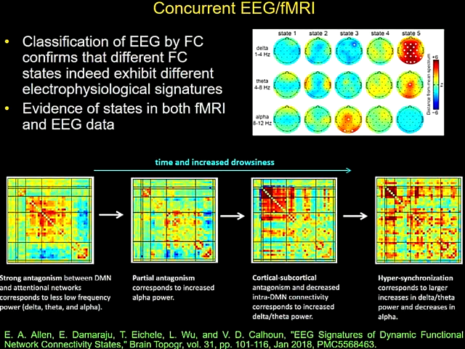Another way to try to validate this is to use multimodal information. Here we have a concurrent EEG fMRI data set. And from this, we can basically take measures of drowsiness. So we can use delta power, alpha power, theta power, et cetera. And we can order these fMRI states by that measure. So more drowsy, least drowsy over here.